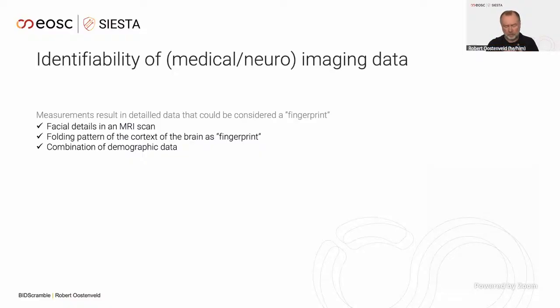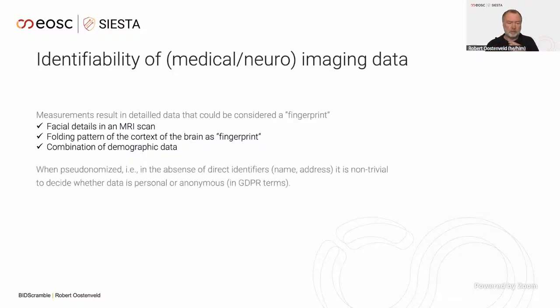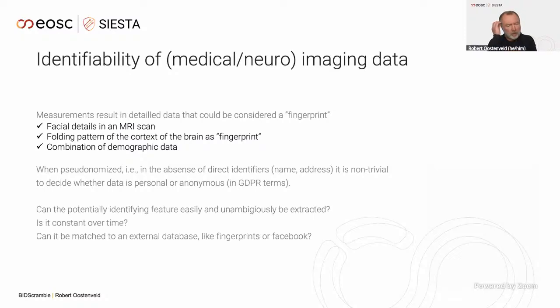And as Judith already showed, the combination of demographic data can also be used to link data to external databases. So when the data is pseudonymized, in the absence of direct identifiers such as the name or address, it is non-trivial to decide whether data is personal or anonymous in GDPR terms. Tools such as Anyana, PyCanon and MetaPrivBits can be used for doing this, but I'm going to describe a different approach that we use in the analysis of neuroimaging data.